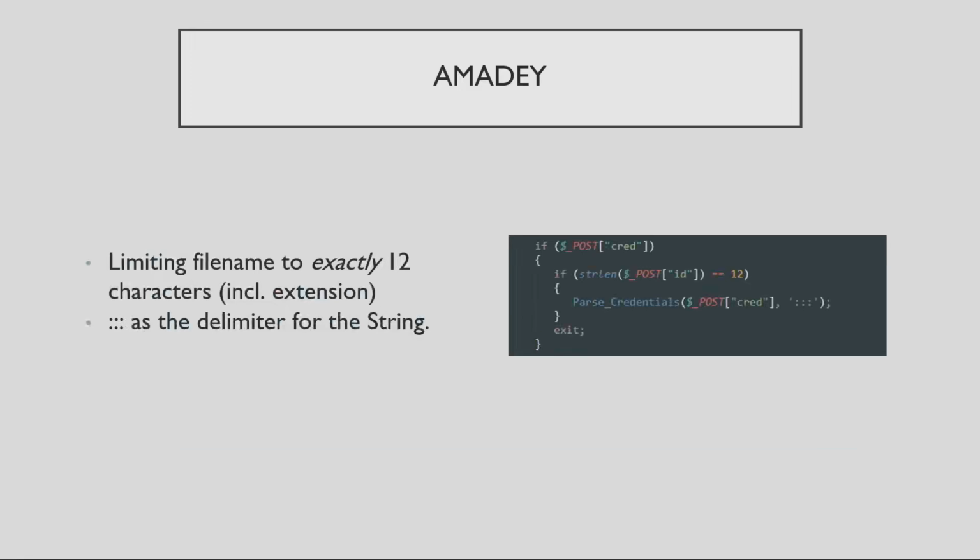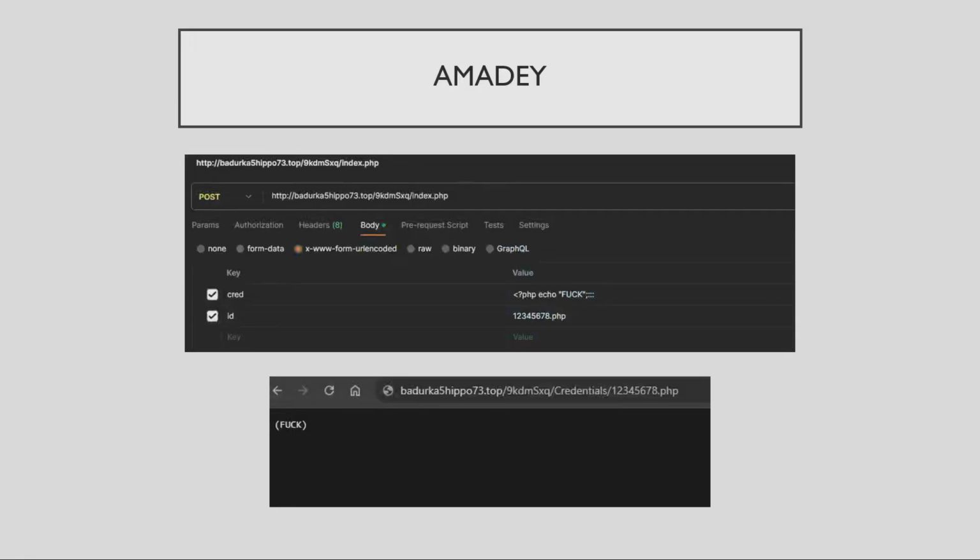There were some limitations. The file name needed to be exactly 12 characters, including the extension, and there was a delimiter that I couldn't have guessed, but I have the source, so I didn't need to guess. I then tried this really nifty Postman with the really interesting ID of 1234567.8.php, exactly 12 characters, and this really nice command, which is echoing a word. And then I went to credentials/12whatever.php, and I saw this nice word. So server, somebody's fucked, that's not me.